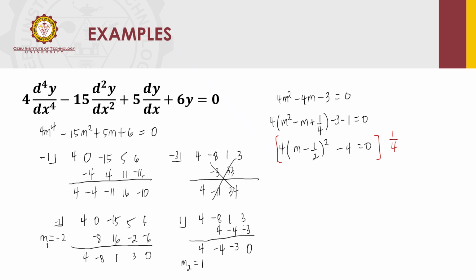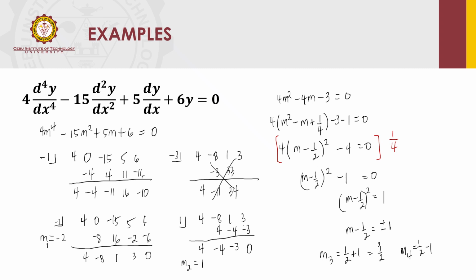So we have m minus 1/2 quantity squared minus 1 equals 0. Or that's m minus 1/2 quantity squared equals 1. And if we get the square root of both sides of the equation, we have m minus 1/2 equals positive and negative square root of 1, which is 1. So we have two values here. Our third root is 1/2 plus 1, or that's 3/2. And our fourth root is 1/2 minus 1, or that's negative 1/2.